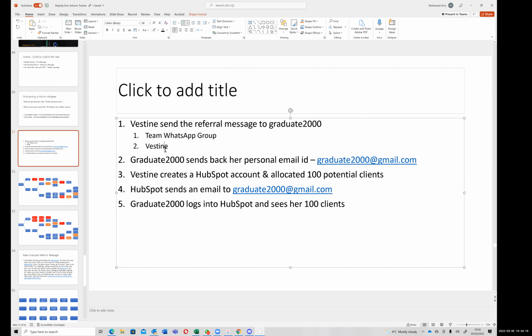And then Vestin also continues with this other process of onboarding them into HubSpot, allocating to them 100 initial clients. And in 1 week or 2 weeks, the new graduates have their LinkedIn profile ready and they are able to start hunting.